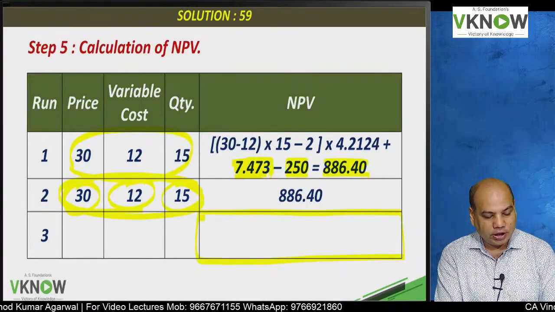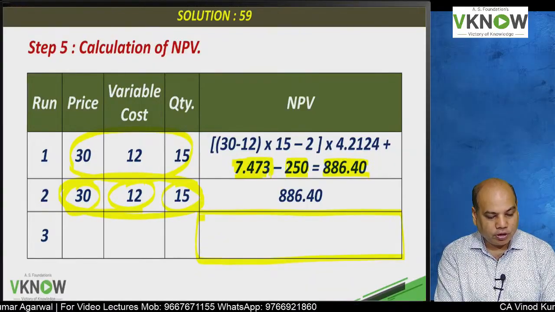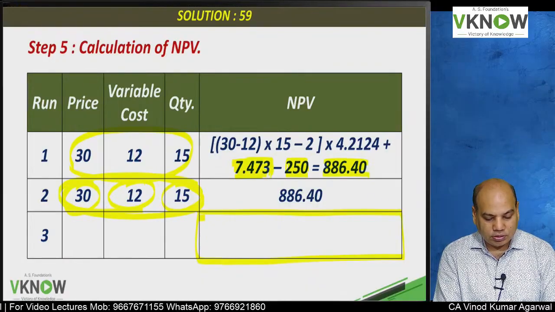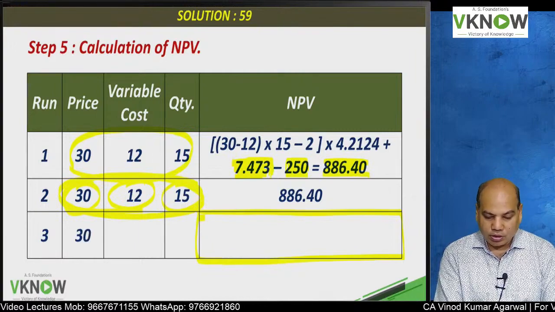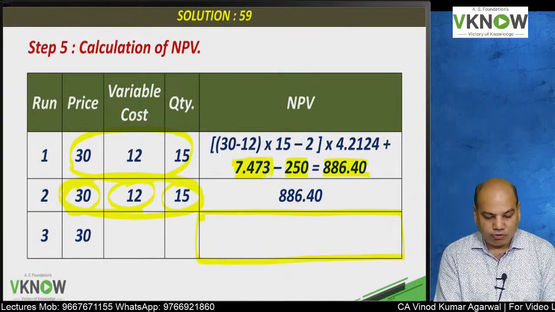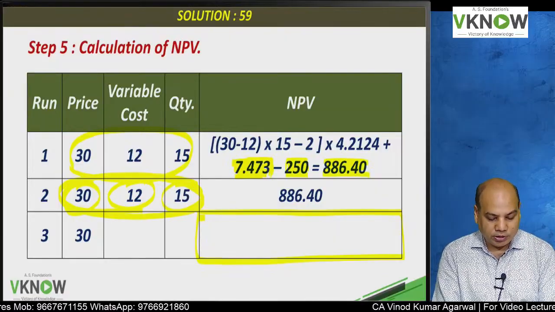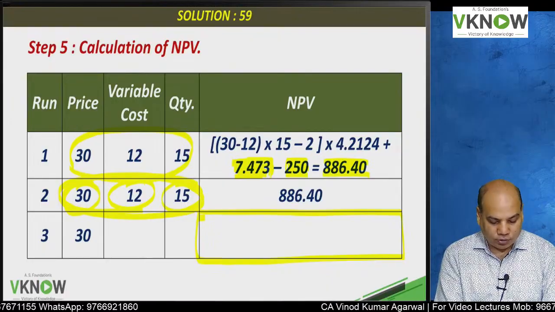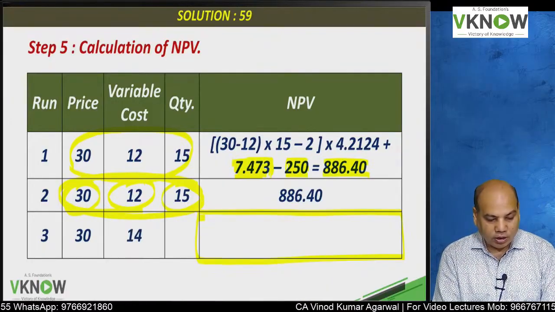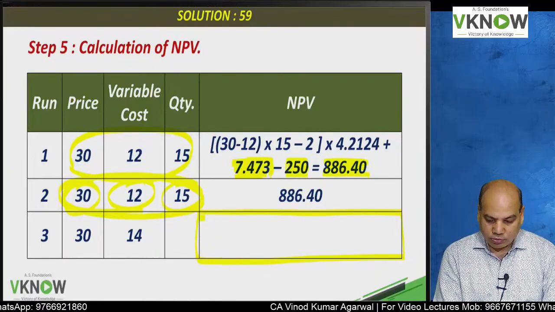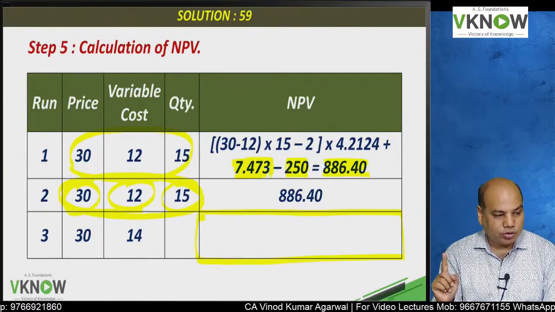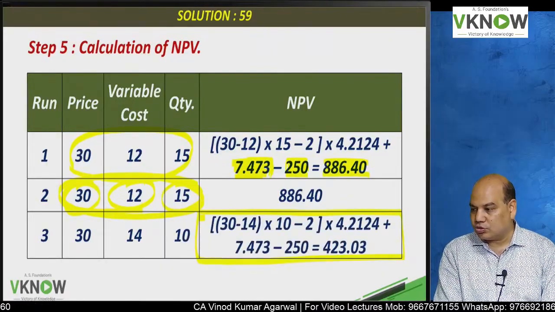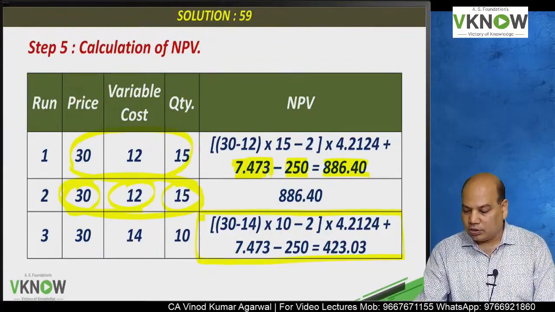Third run, random number is 62 for price. 62 will fall in the third class interval whose value is 30. Variable cost, random number is 52. It will fall in the class interval 40 to 64. The value is 14. Quantity, random number is 2. It will fall in the class interval 0 to 19. Quantity is 10. Put the values and solve.